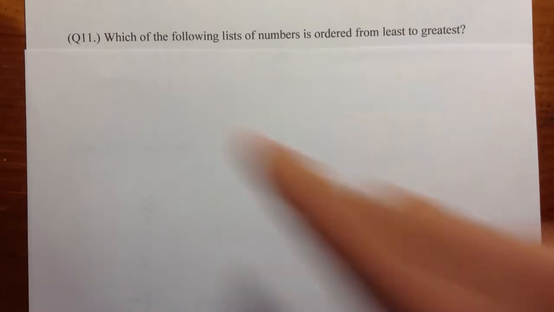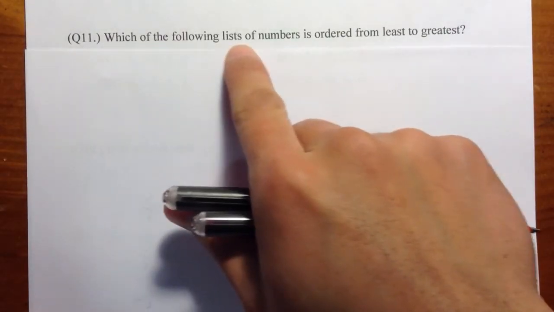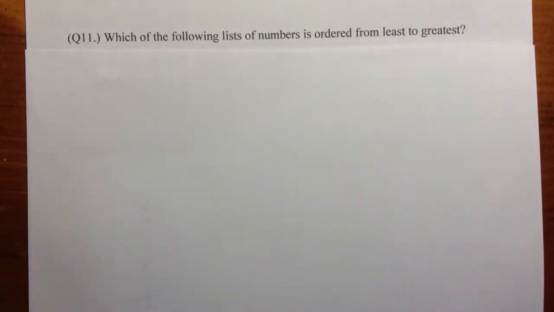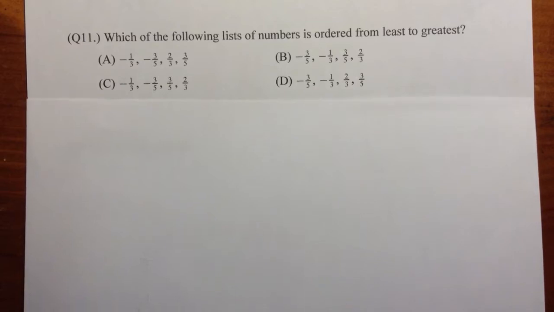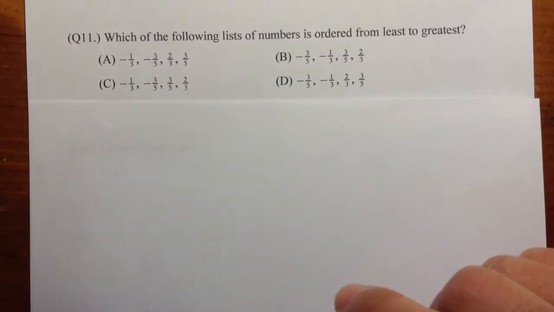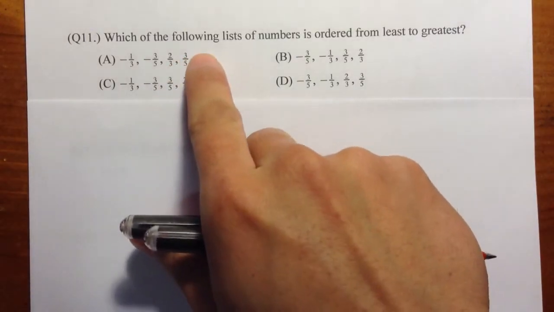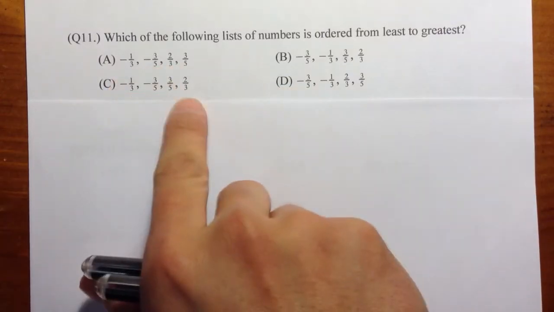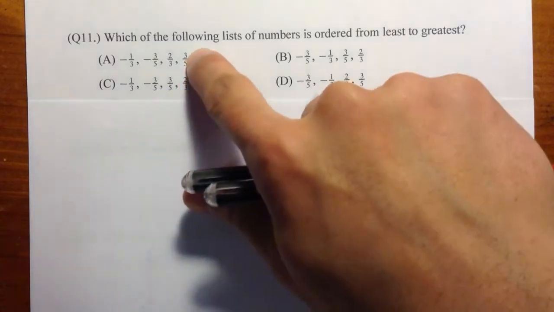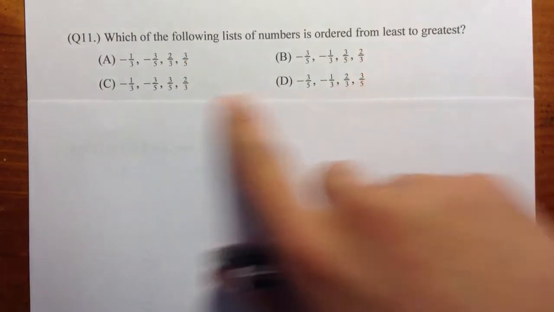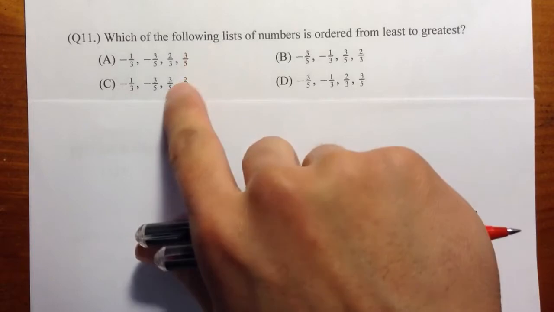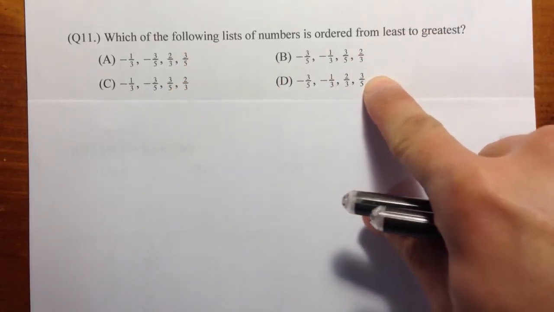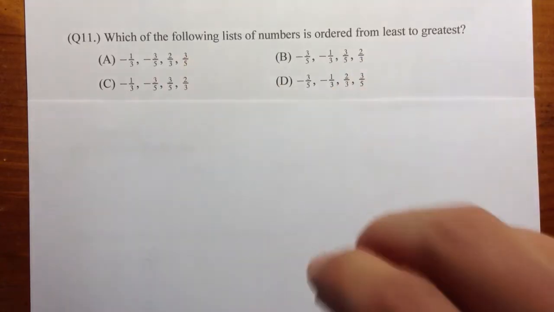For question number 11, which of the following list of numbers is ordered from least to greatest? So you must look at the answer choices. Notice that we have 4 fractions. All these 4 choices contain the same fractions, but they are just in different orders. 3 over 5 is in all the options, but they are not in the right order.